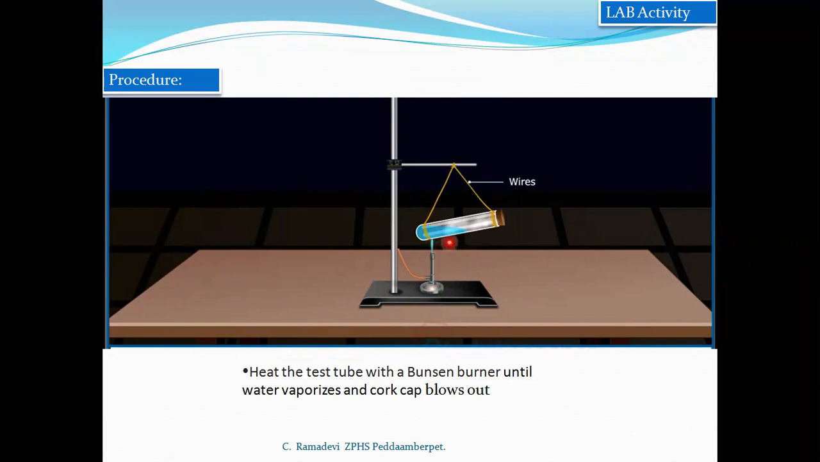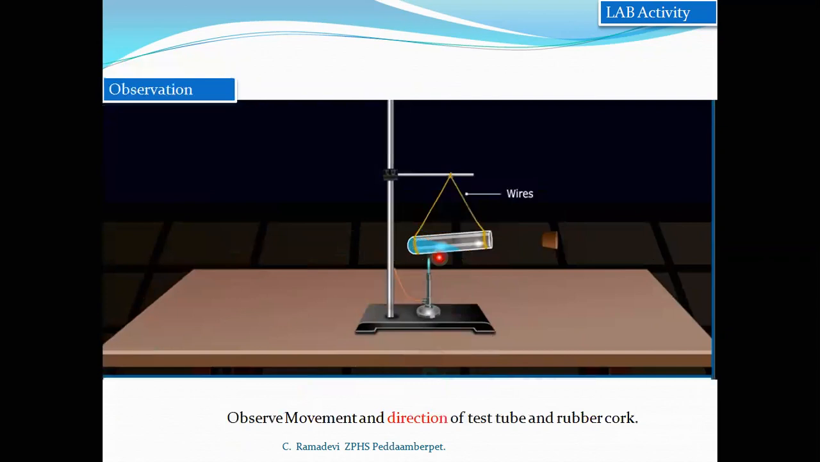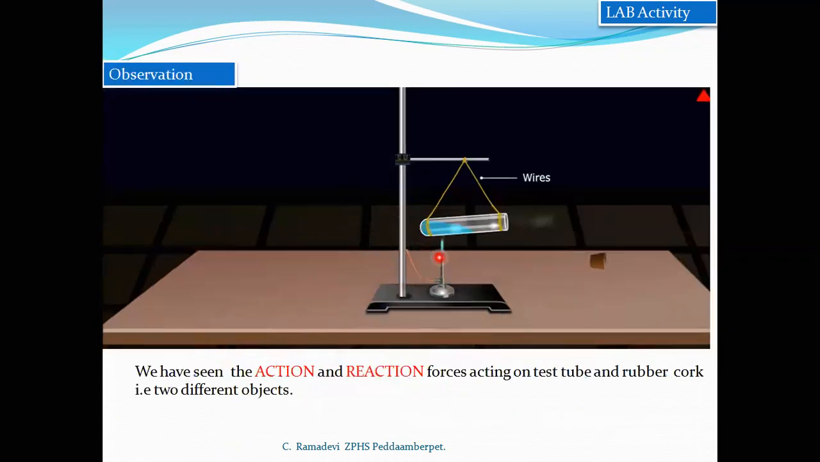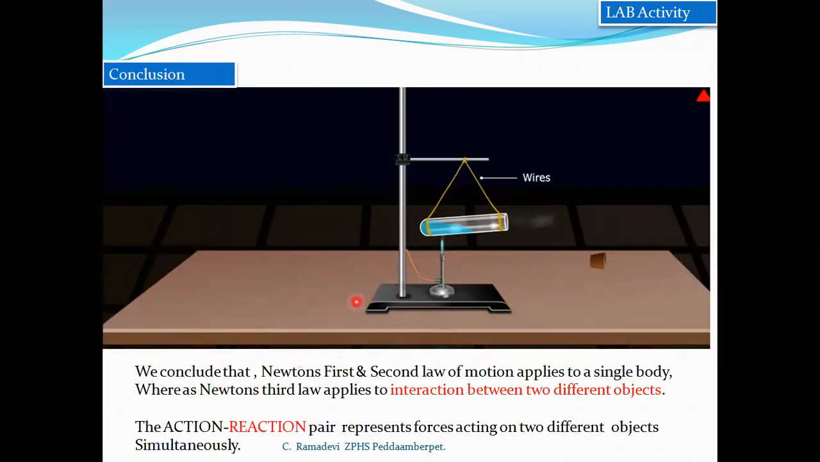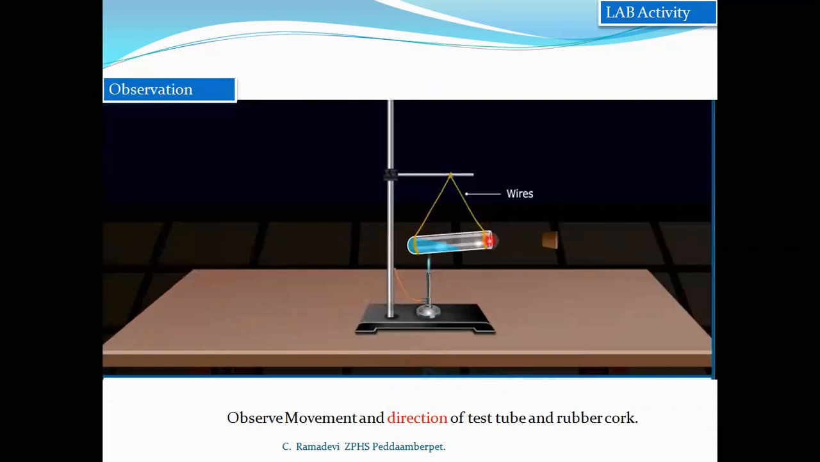Now what happens after some time? The water boils and starts vaporizing. In the next picture, you see that the cork has fallen down. Now see that. Observe the movement and the direction of the test tube and rubber cork. As the rubber cork moved down, the test tube, we are seeing, has recoiled back.